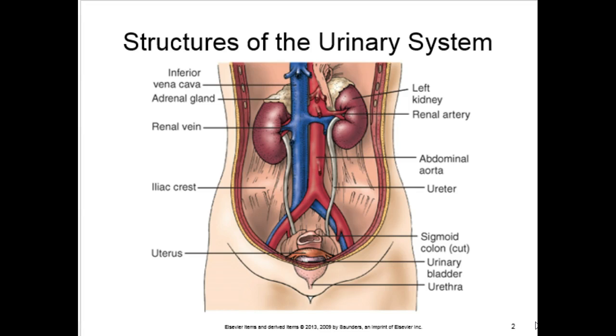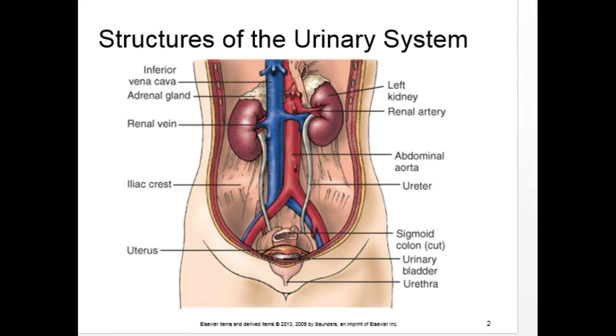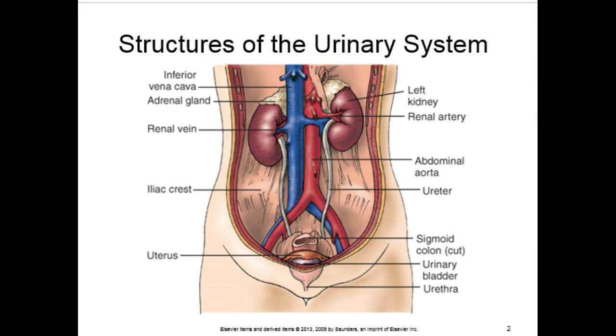Here we have the structure of the urinary system. The kidneys, ureter, urinary bladder, and urethra are structures of the urinary system. The kidneys, you see, are bean-shaped organs positioned on either side of the vertebral column at the first lumbar vertebrae. The left kidney is slightly higher than the right.